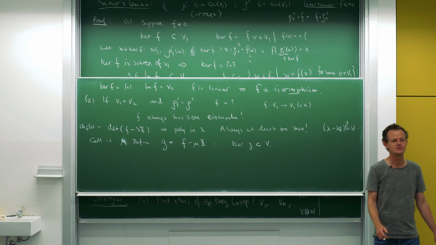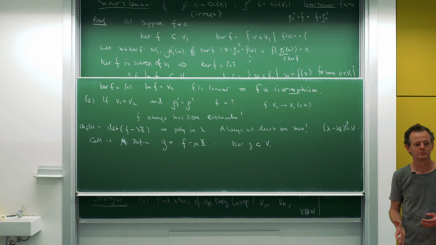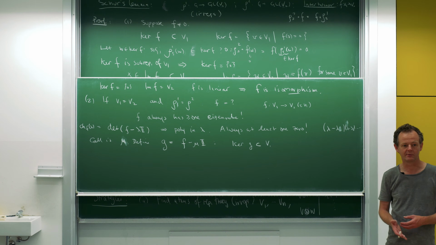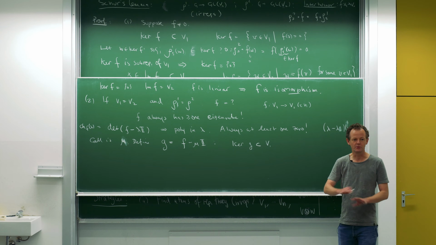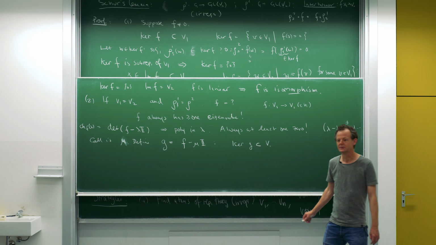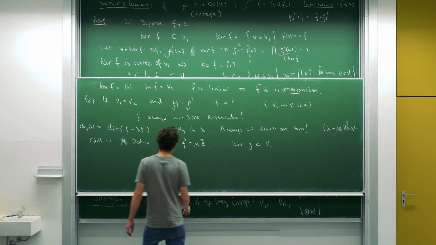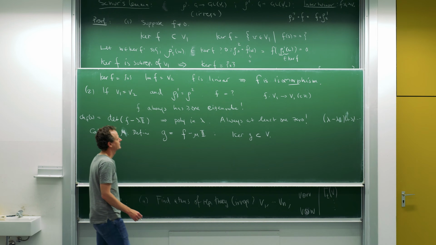Yeah? If there is more than one eigenvalue, do we just pick one at random? That's a good question. If there's more than one eigenvalue, do we just pick one at random? Absolutely. We just pick one at random. As we'll see, there can only be one. So that's the punchline.